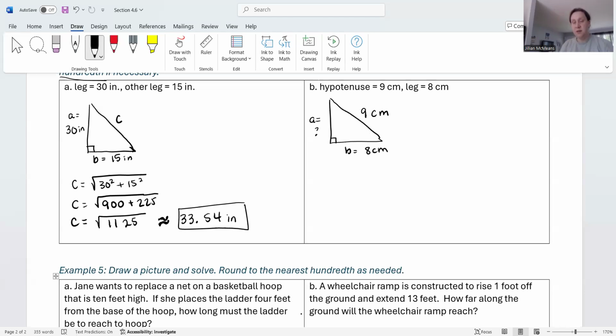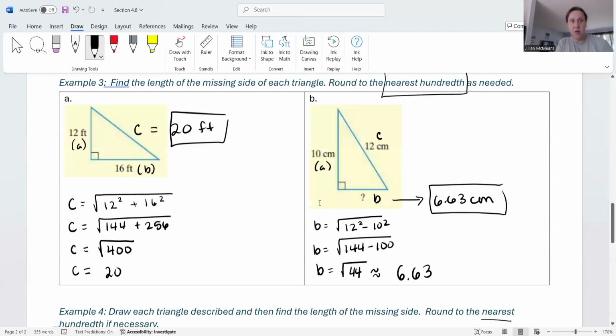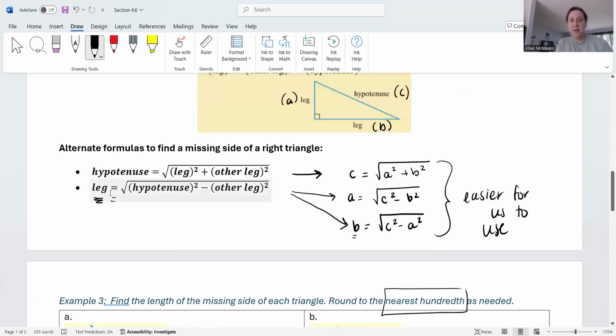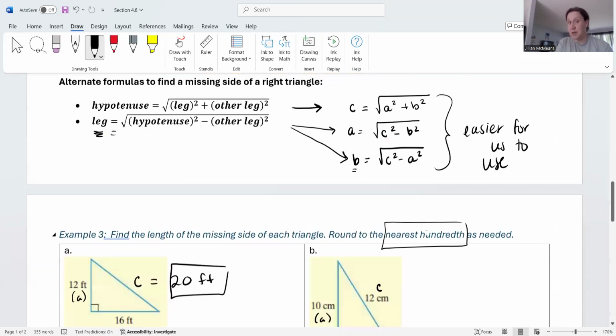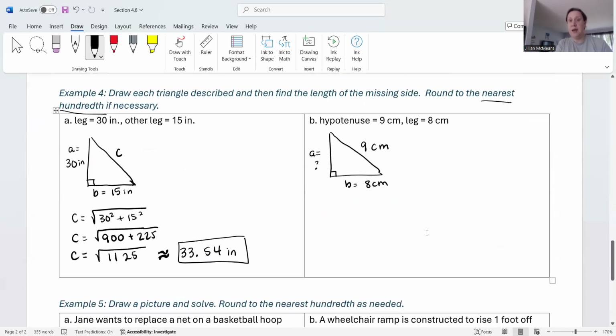So if you're missing the length of one of the leg sides of the triangle, let's go back up to our formulas. Remember, if you're looking for the length of one of the legs, it equals the square root of the hypotenuse squared minus the other leg squared. So symbolically, we can have A equals the square root of C squared minus B squared, or if we're looking for B, B equals the square root of C squared minus A squared. So we're looking for A. So I'm going to say A equals the square root of C squared minus B squared.